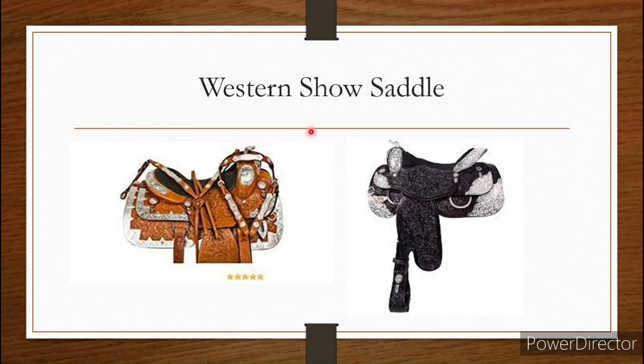Western show saddles. Oh god, so many tongue twisters. Honestly, I don't have much to say about these. It's just the bling. These can be super, super expensive, but they're gorgeous.